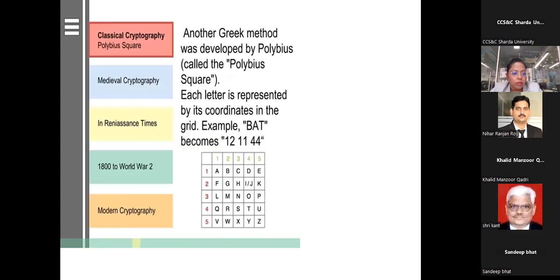Then the Polybius square. You can see here each letter is represented by its coordinates in the grid. Example: BAT. BAT becomes 1, 2 for B, you can see 1, 2. A is 1, 1. And T is where? T is here, 4, 4. So this word becomes this. This is one sort of cryptography called the Polybius square. It was developed at that time.